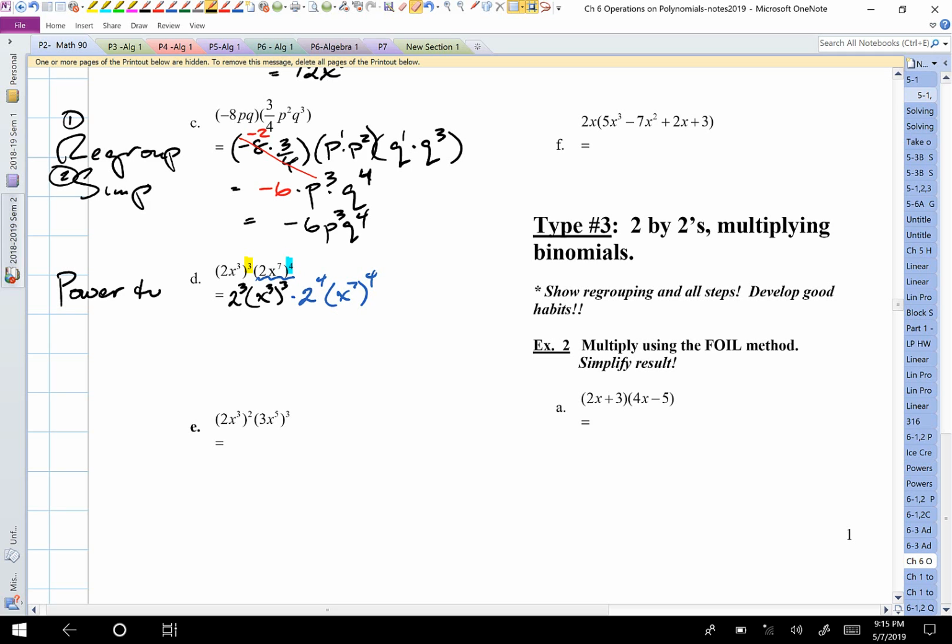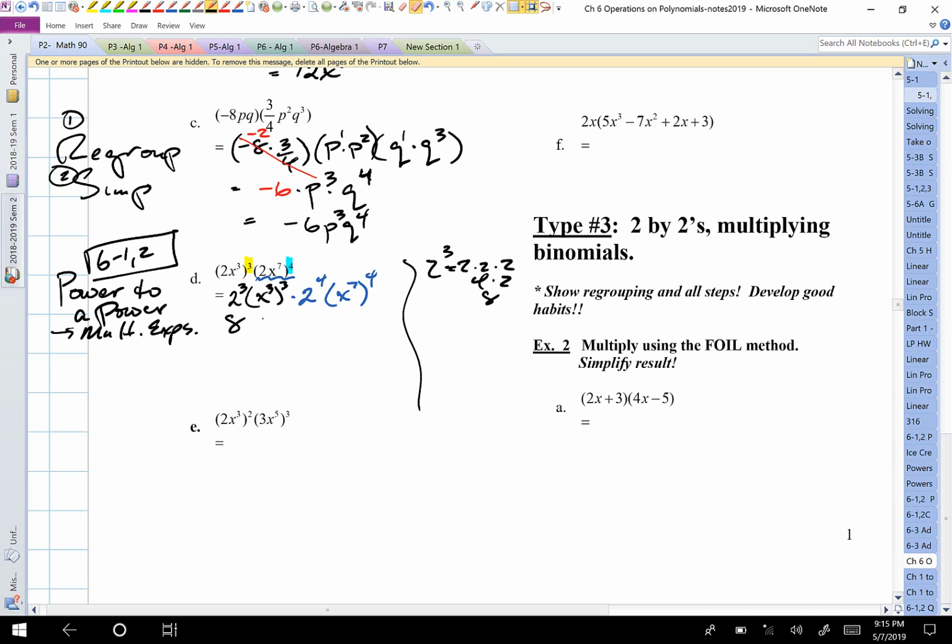This is power to a power, and if you refer to section 6.1 and 6.2 in the notes, you'll see this rule. What you want to do is multiply the exponents. So power to the power, multiply exponents. All right, 2 to the third, if you want to do a little side work, is equal to 2 times 2 times 2, which is 4 times 2, or 8. So this is 8. Power to power, you multiply exponents, so you get x to the 9th power here, because 3 times 3 is obviously 9.